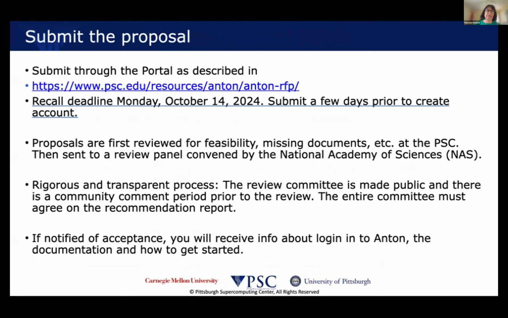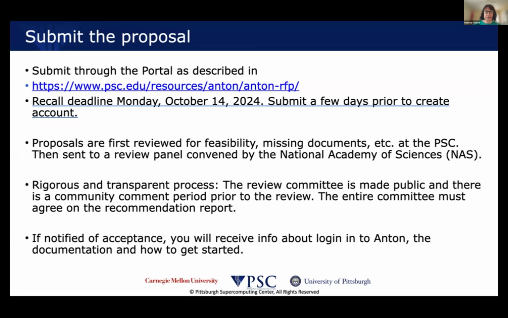And so once you have written your proposal, you will submit it through the portal. It's explained in the RFP. Recall that the deadline is October 14; submit a few days prior to create the account that you need on the system. The proposals will first be reviewed internally at PSC to make sure that there are no missing documents and that they are feasible. And then they are sent to a review panel, which is convened by the National Academy of Sciences. The process is rigorous and transparent.